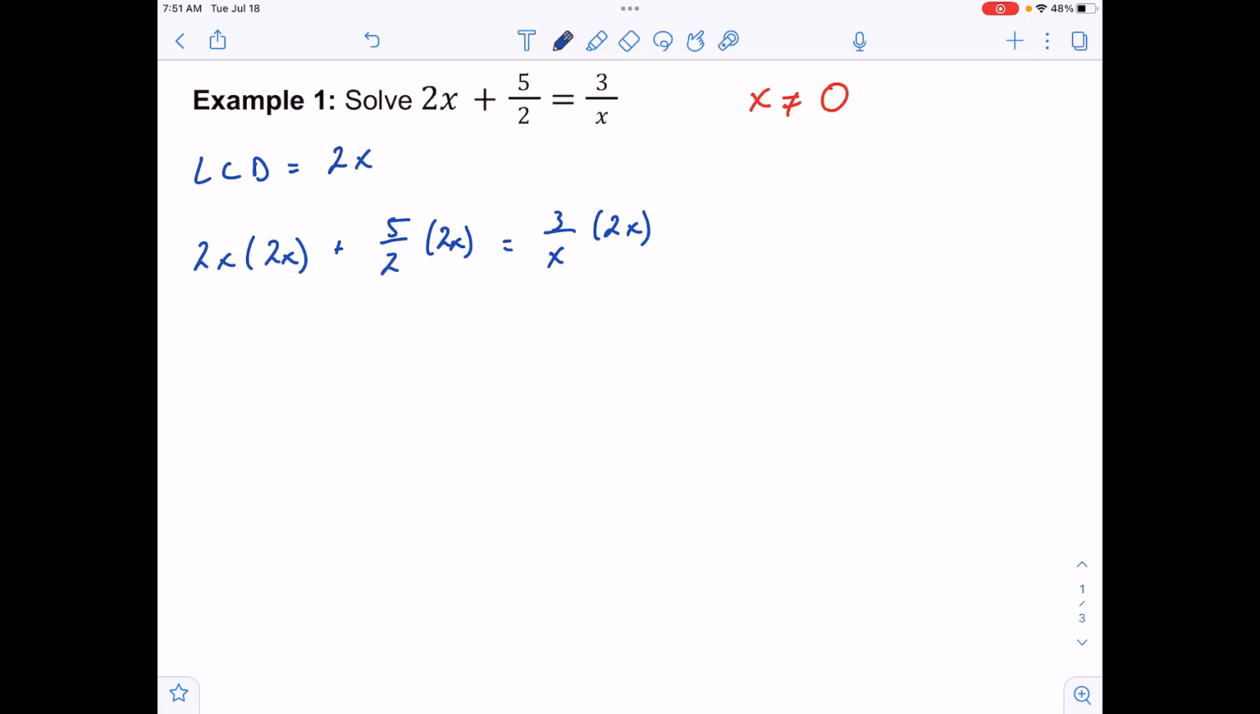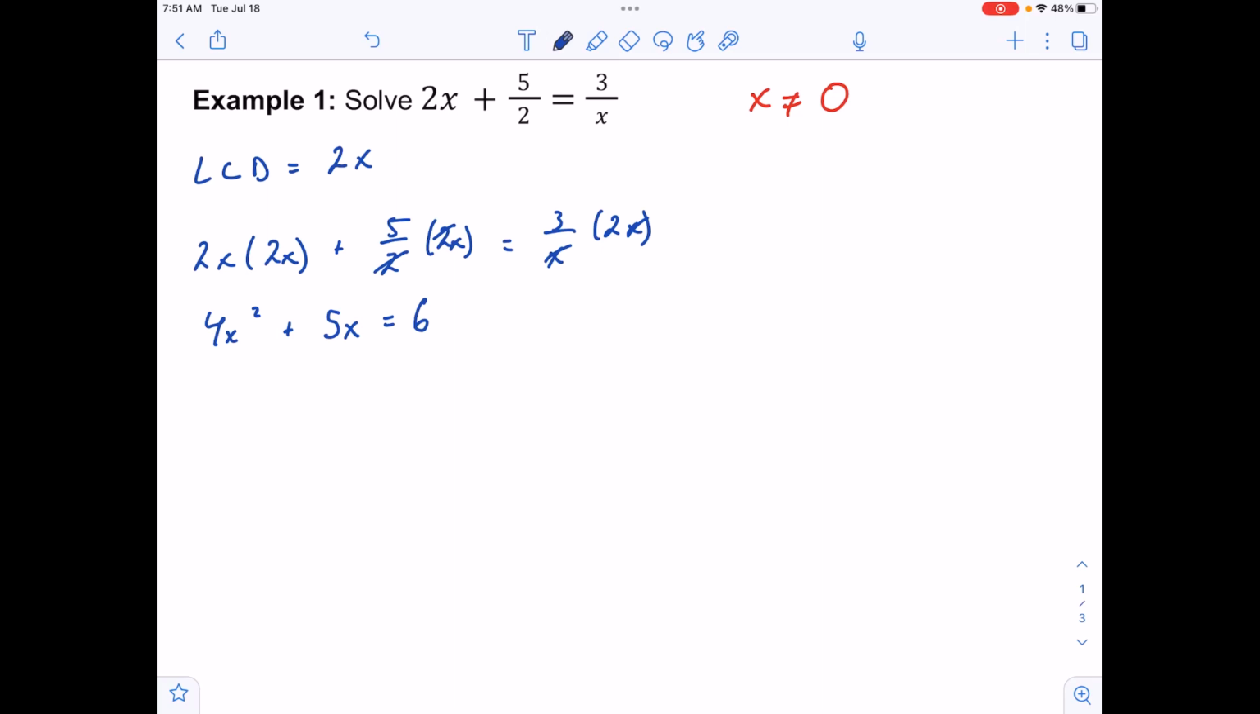2x times 2x is 4x squared. In our second term, the 2's cancel out, and so I'm left with 5x. And in that last term there, the x's cancel out. 3 times 2 is 6. Now this looks a lot easier to deal with.